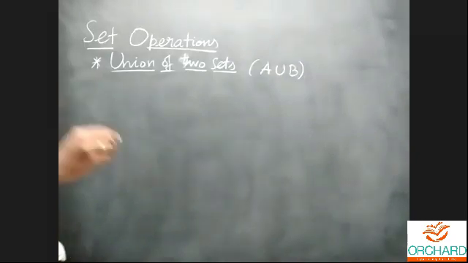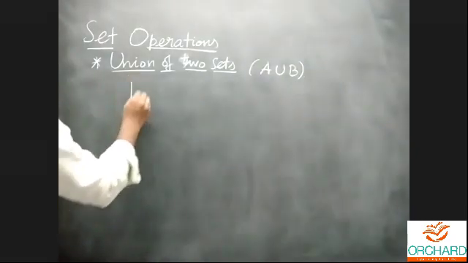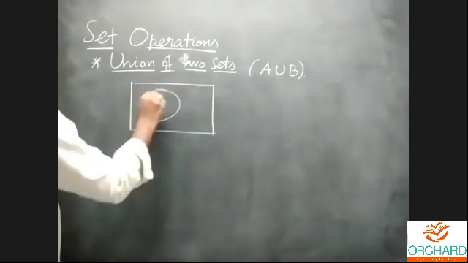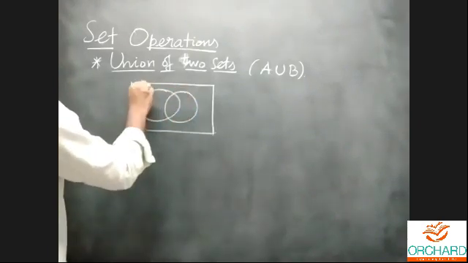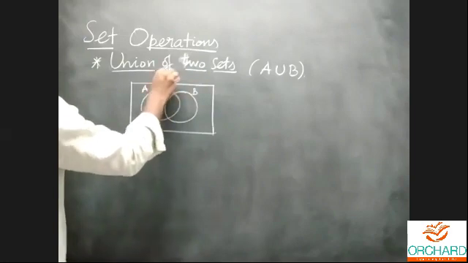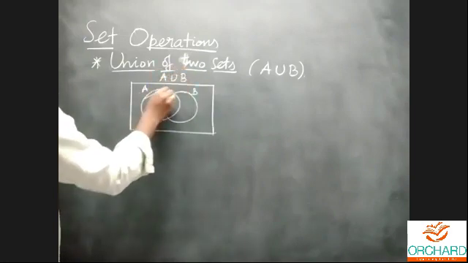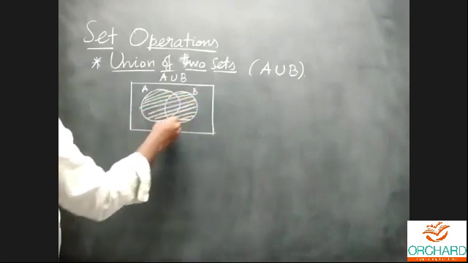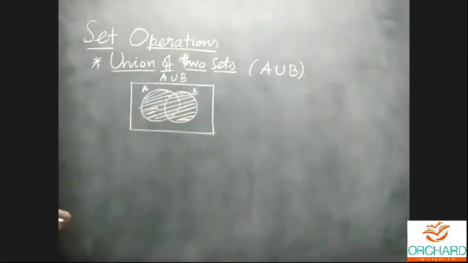The representation of the set A union B in a Venn diagram: set A and set B. For A union B, you just shade both the sets A and B. This is A union B.